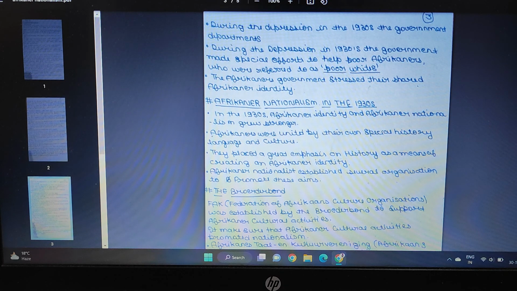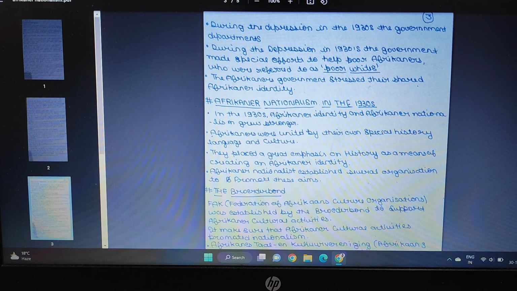Now, when we come to Afrikaner nationalism in the 1930s, Afrikaner identity and Afrikaner nationalism grew stronger. Afrikaners were united by their own special history, language, and culture. They placed a great emphasis on history as a means of creating an Afrikaner identity. Afrikaner nationalists established several organizations to promote these aims. Now we come to a point, that is Boer Bond.